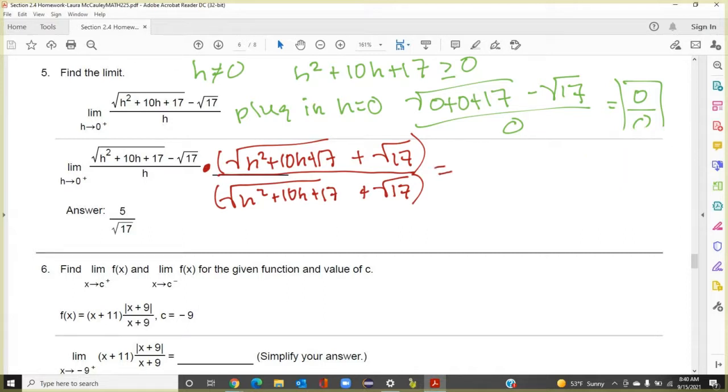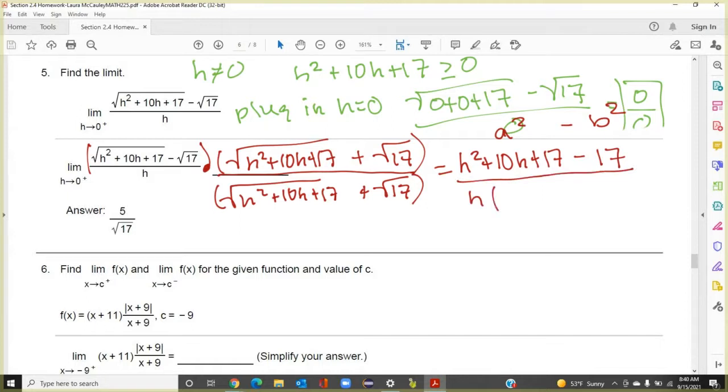We're going to multiply by that, and that part I just erased told you how the top's going to end up looking. It's going to be the first one squared, which would just give you h squared plus 10h plus 17, minus the second one squared, which would be 17. You see, this is that a squared minus b squared. On the bottom, I'm not going to mess with this. I'm just going to leave it.